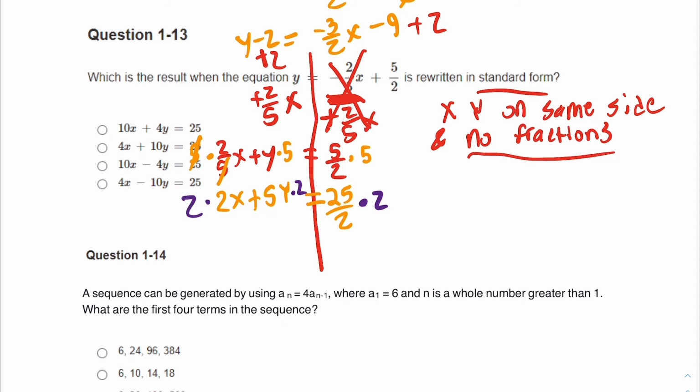For the x, 2 times 2 makes 4. For the y's, 5 times 2 makes 10. And for here, the 2 on top and the 2 on the bottom cancel out, leaving you with only 25. If you look at the answer choices, oh, I forgot the y. It should be 4x plus 10y. That is answer choice B. And all the other answer choices look like that, but they are not that.